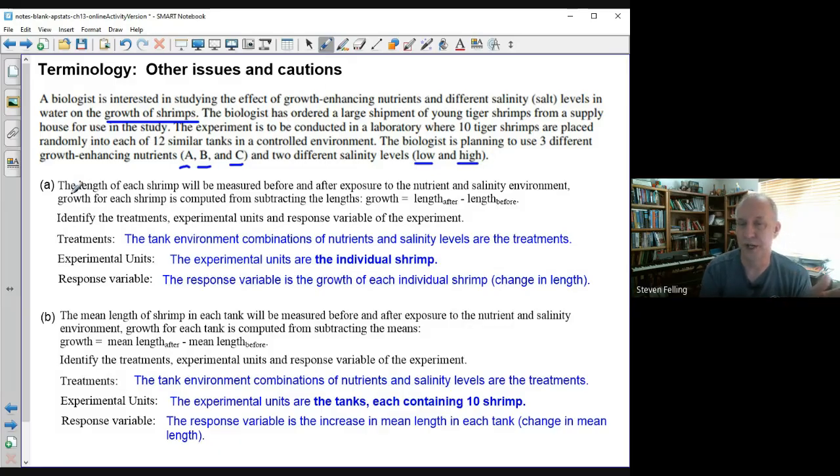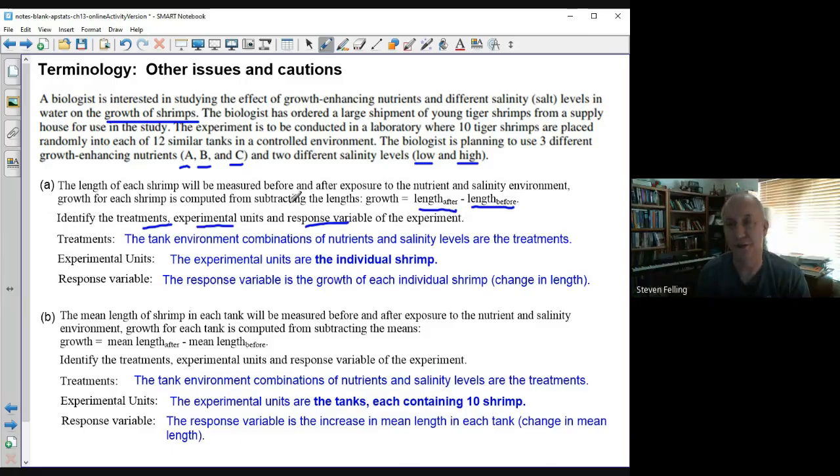The first question on the AP test this year was, the length of each shrimp will be measured before and after exposure to the nutrient and salinity environment. Growth for each shrimp is computed from subtracting the lengths. The growth is the length after the experiment minus before. Identify the treatments, the experimental units, and the response variable for the experiment.